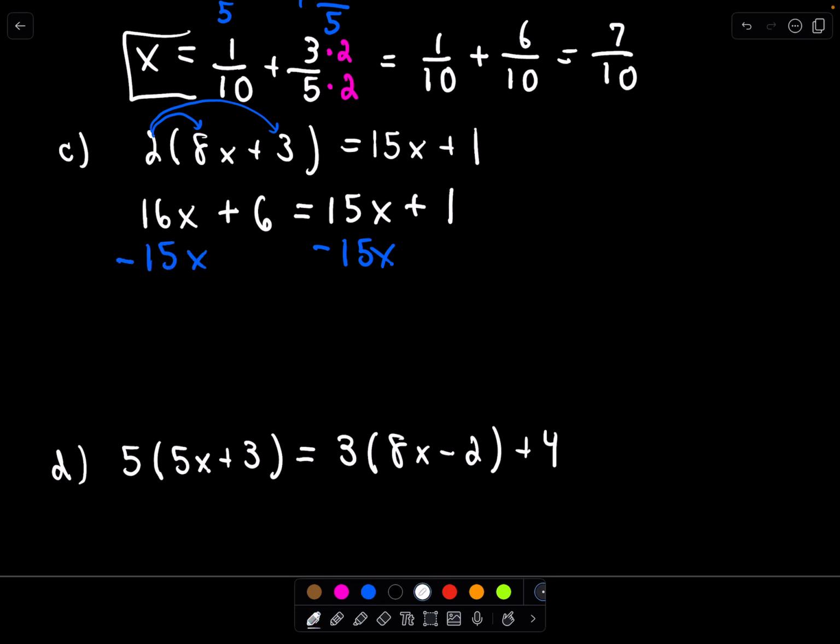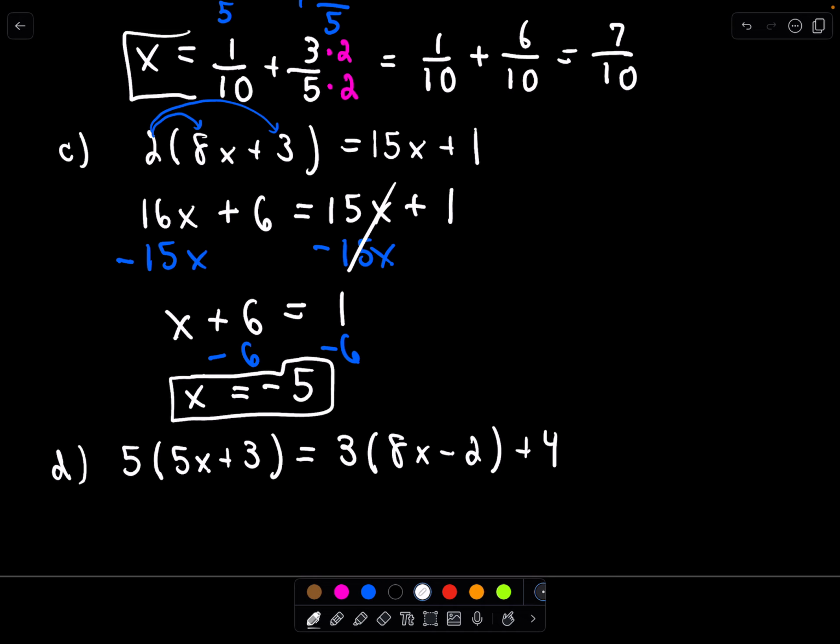So 16x minus 15x, that just leaves me with 1x. Plus 6 is still left over on the left. And on the right, the 15x minus 15x is 0. It still equals plus 1. And I could subtract 6 since I'm adding 6 on the left side. And 1 minus 6 will leave me with negative 5. And again, that will be my solution.